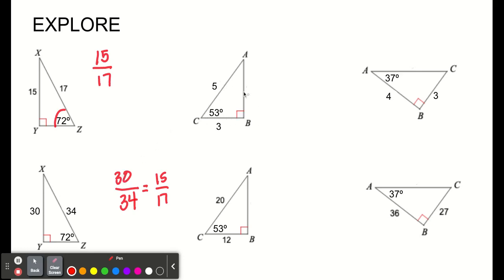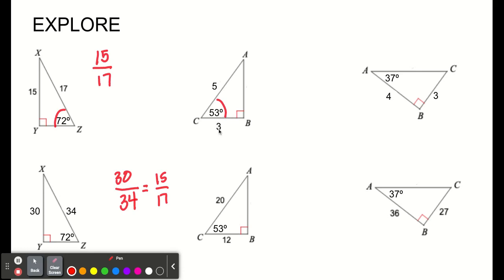So if we look at this triangle here, notice we have this 53-degree angle. We don't know the measure of the third angle, but we know that we have 90 and 53. This one's 90 and 53. Therefore, the triangles are similar. So their sides are proportional.